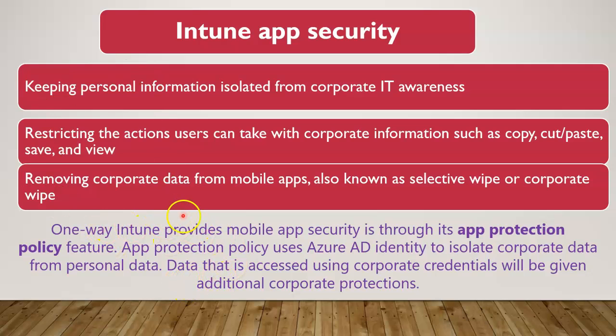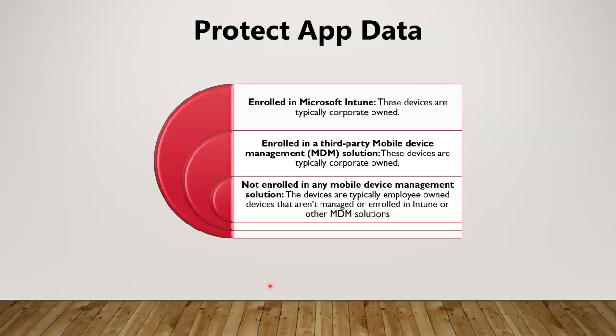Now, one other way Microsoft Intune provides mobile app security is with the app protection policies feature, and these app protection policies basically use the Azure identity to isolate your corporate data, for your identity purposes. We're going to talk about why we are talking about Azure AD identity in this sentence, and the data that is accessed using the corporate credentials will be given additional corporate protection. We will also talk about these two sentences in a minute. Let's jump into that now.